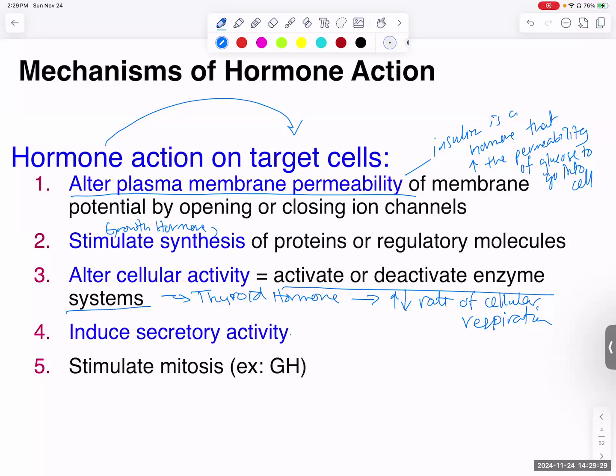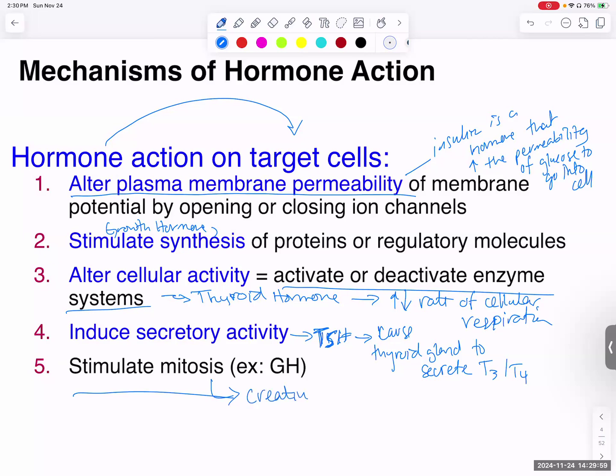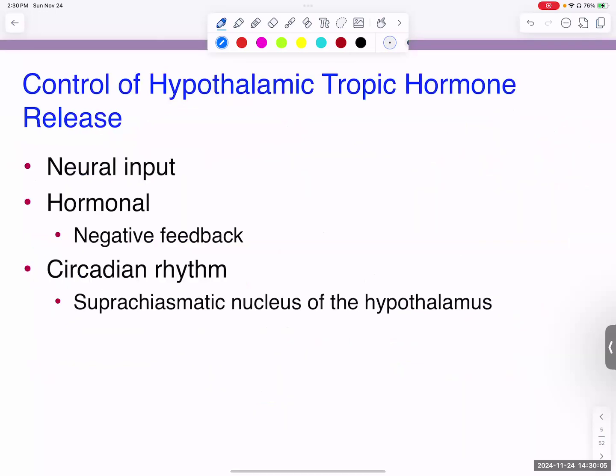Induced secretory activity can cause something to be secreted, like thyroid stimulating hormone from the anterior pituitary is going to cause the thyroid gland to secrete T3, T4. And then also stimulate mitosis. That is basically creating new cells. New cells. So growth hormone. So those are all the ways that hormones can affect their target organ.